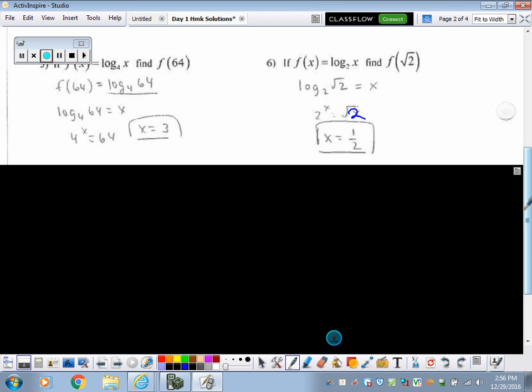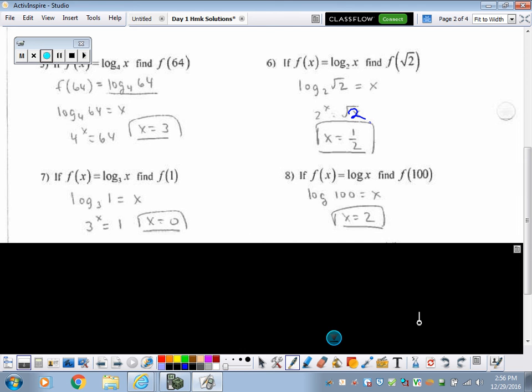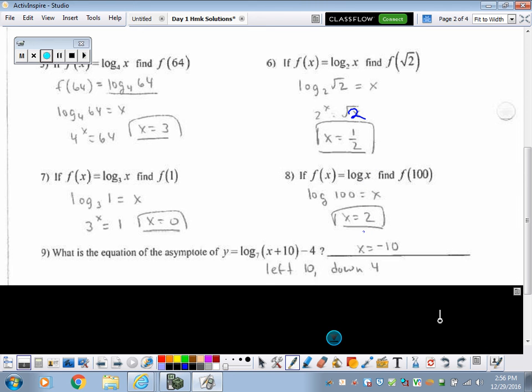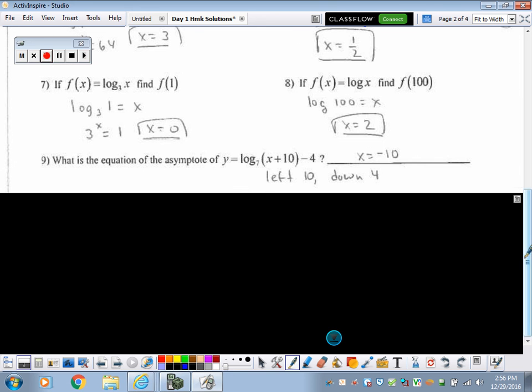And then number 7, x is equal to 0 because we are looking for the exponent to which we're going to raise 3 to get 1. And then number 8, notice the base is not given to us, so we understand the base is 10. 10 to the what power is 100, and that is 2. You need to know stuff about the graphs of the log functions.